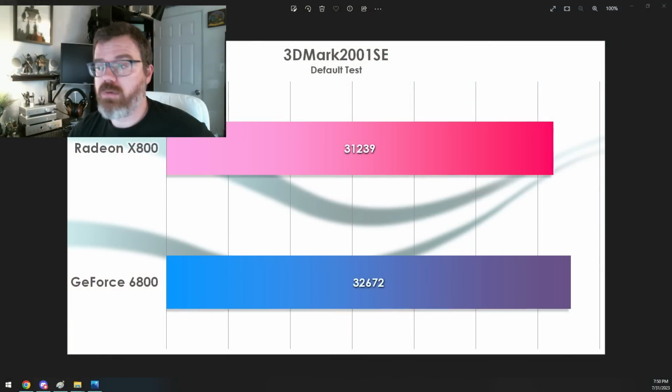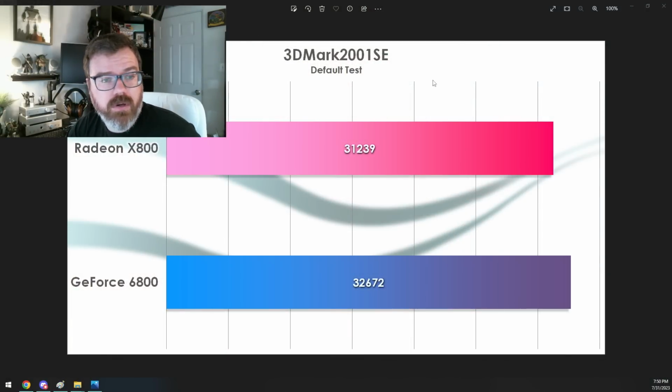And we're back with the results. Let's just go ahead and jump right into them. So we got quite a few tests to go through. First one is 3D Mark 2001 SE. As you see, they score pretty closely. It's pretty CPU limited and not a whole lot of shaders being exercised there.